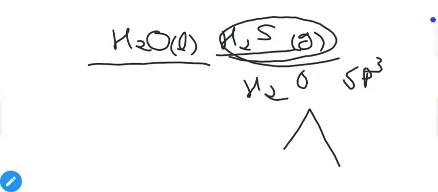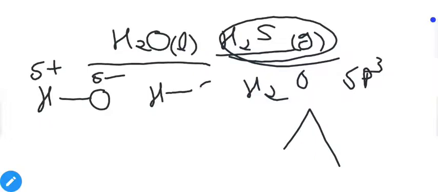The reason behind that is when hydrogen and oxygen combine with each other, hydrogen becomes partially positive and oxygen becomes partially negative. So when a similar molecule comes close to this molecule, the positively charged hydrogen will feel attraction towards the negatively charged oxygen, and this is called intermolecular attraction. When two different molecules attract each other, it is known as intermolecular attraction.